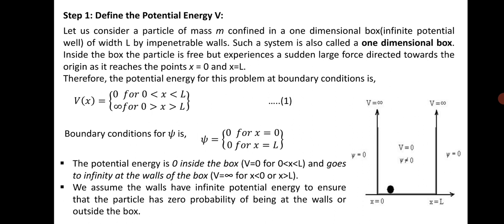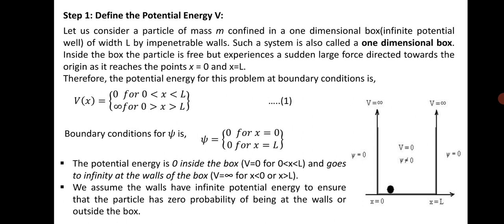So let us consider a particle of mass m confined within a one-dimensional box as shown in the figure. The height of the potential well is infinite and the width is L. Okay, so it is made up of impenetrable walls. Such a system is called a one-dimensional box because the particle can move only along the horizontal direction from x equal to 0 to x equal to L and vice versa.